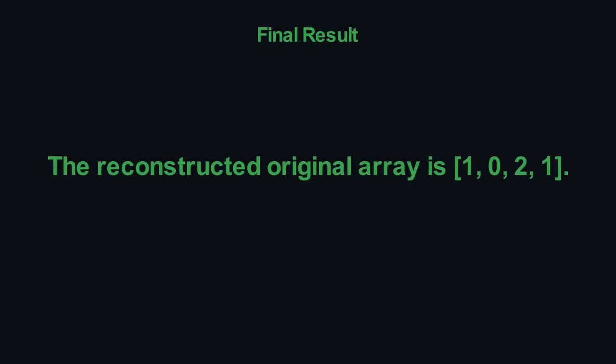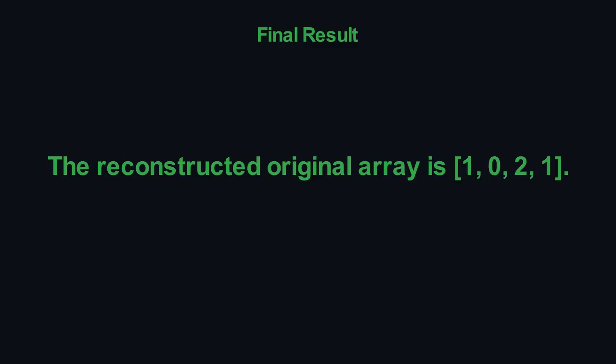Next, I is 1. Result at index 2 is result at index 1 XOR encoded at index 1, so 0 XOR 2, which gives us 2. Result at index 2 is now 2. Finally, I is 2. Result at index 3 is result at index 2 XOR encoded at index 2, which is 2 XOR 3, giving us 1. Result at index 3 is 1. The loop finishes and we have our complete original array. The final reconstructed array is 1, 0, 2, 1.